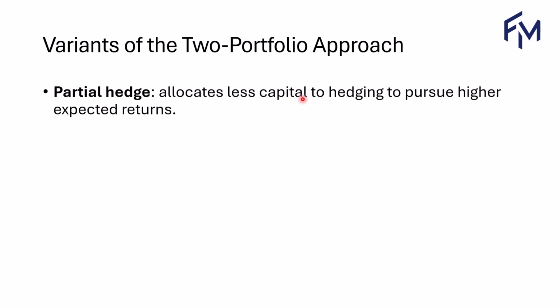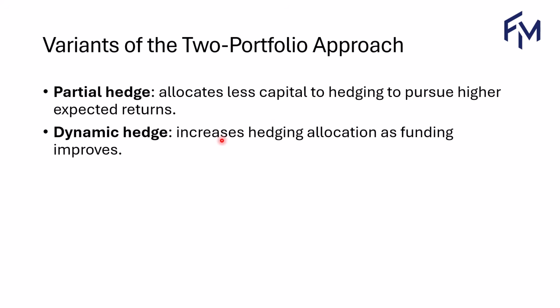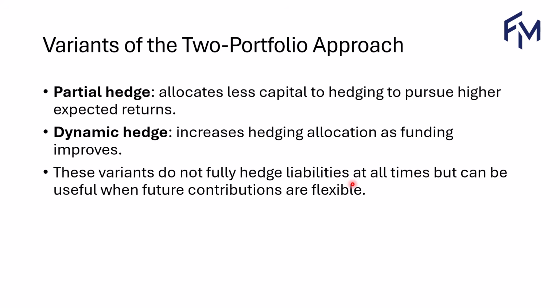There are two common variants of the two-portfolio approach. A partial hedge allocates less capital to hedging, so the portfolio can pursue higher expected returns. A dynamic hedge increases the hedging allocation as the funding position improves. These variants do not fully hedge liabilities at all times. They are most useful when the sponsor has flexibility to make future contributions if needed.